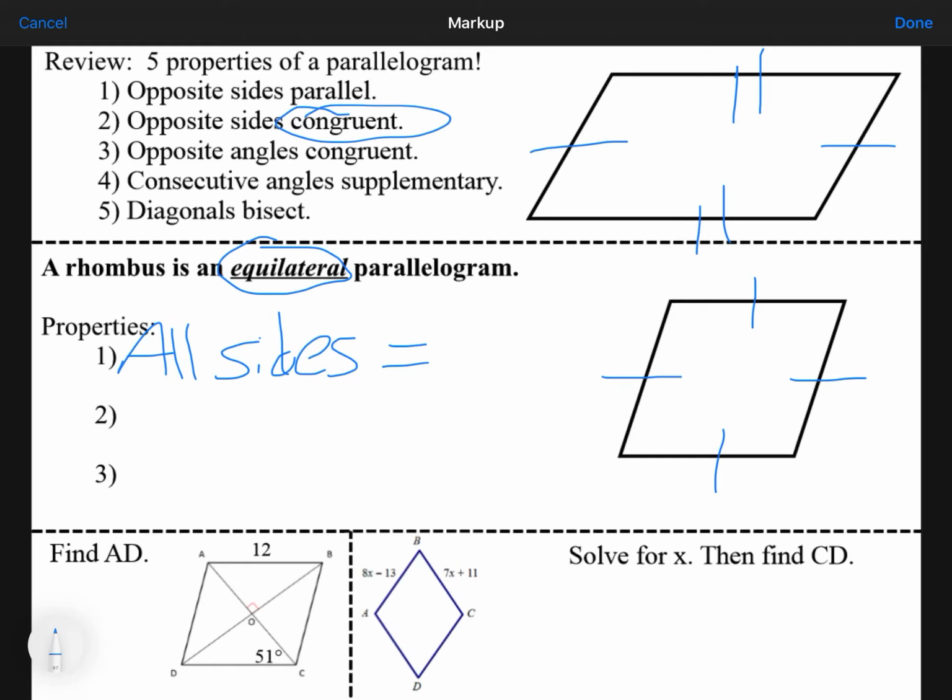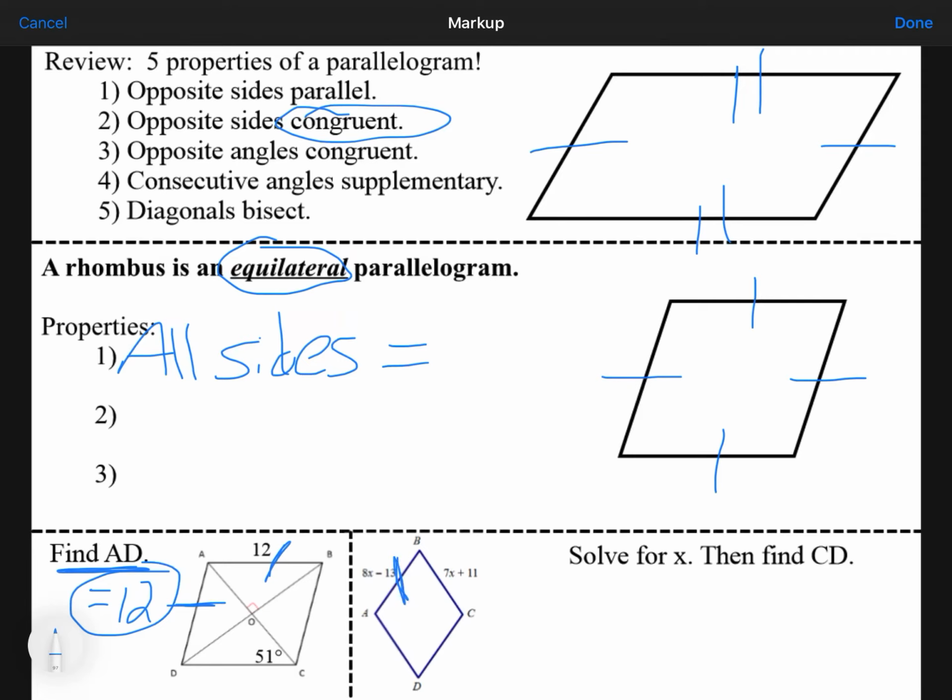Well, that means if it asks you to find a side, like find AD, do I use 12? Do I use 51? Oh, look at that box, there's a 90 in the middle. Well, wait a second here. All sides are the same. We're trying to find a side, the left side AD. That means it's just equal to the top, 12. There's no math to do. There's no adding together. There's no subtracting from 180. We're finding a missing side.